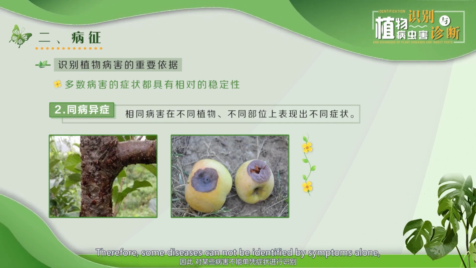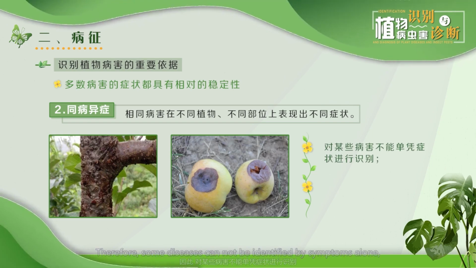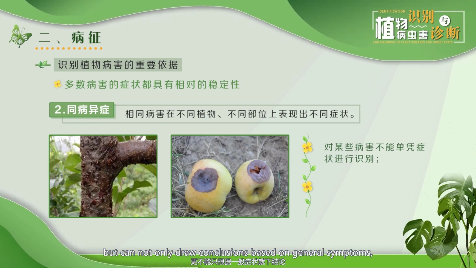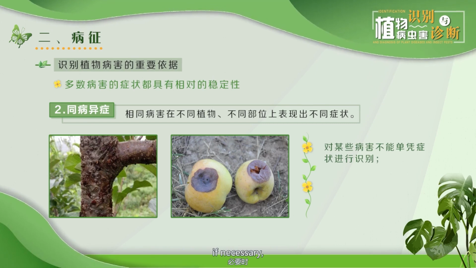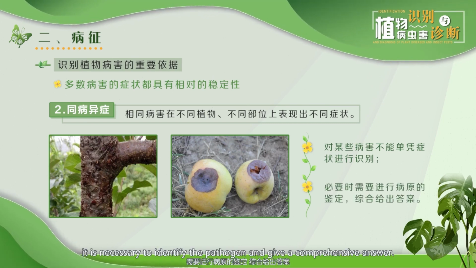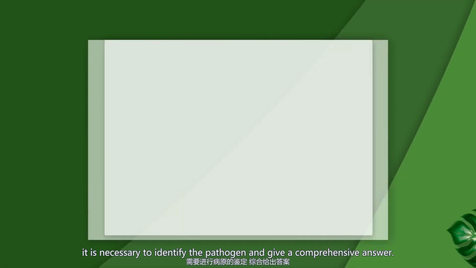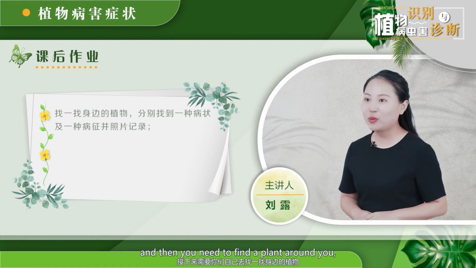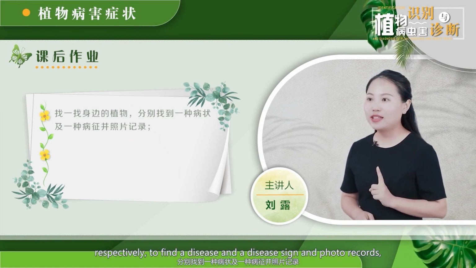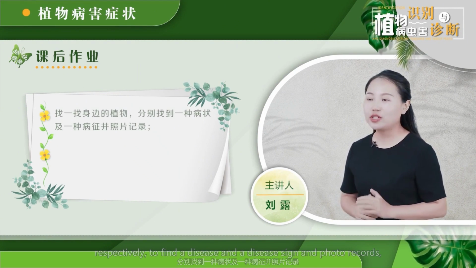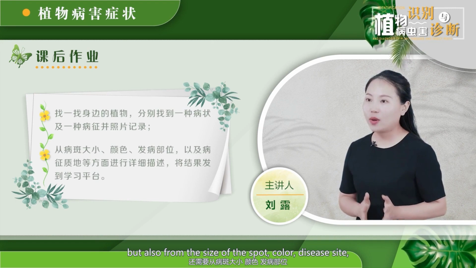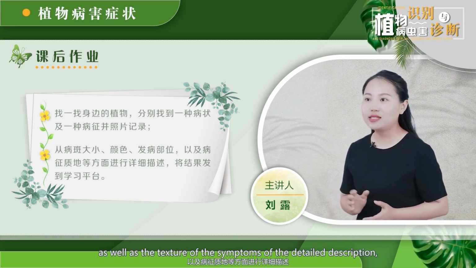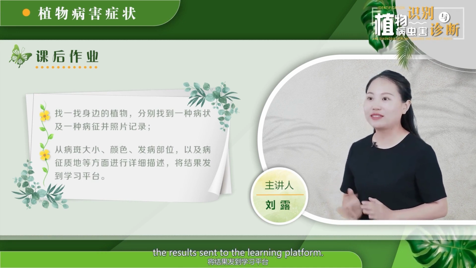Therefore, some diseases cannot be identified by symptoms alone, especially uncommon diseases, and we cannot draw conclusions based only on general symptoms. If necessary, it is necessary to identify the pathogen and give a comprehensive answer. Today's content is about this, and then you need to find a plant around you, find a disease symptom and a disease sign, and make photo records, but also describe in detail the size, color, and disease site of the spot, as well as the texture of the signs, and send the results to the learning platform.